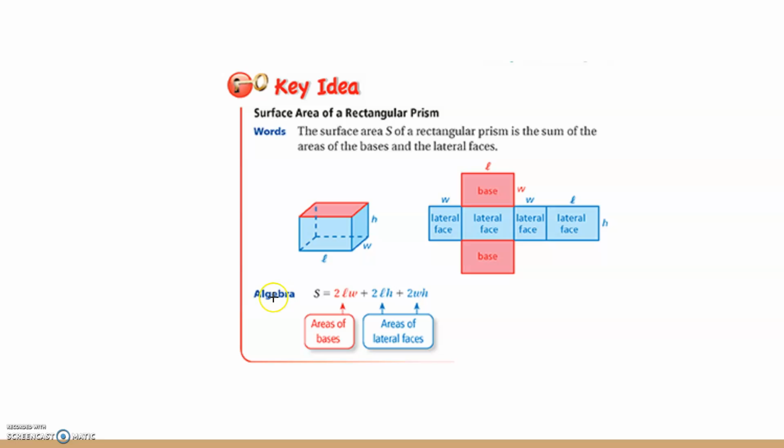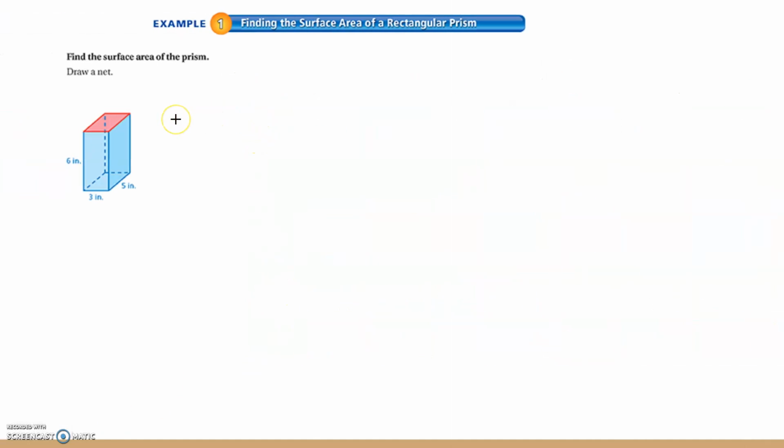Alright, for the algebraic formula, it's going to be S for surface area equals 2 times length times width plus 2 times length times height plus 2 times width times height. So next, we're going to be looking at our first example, which asks us to find the surface area of the prism, then draw a net.